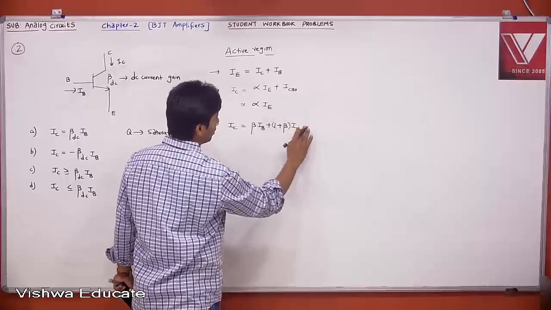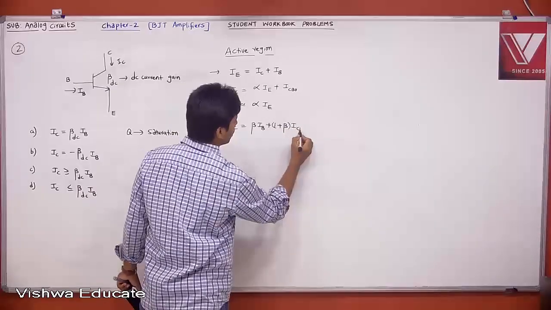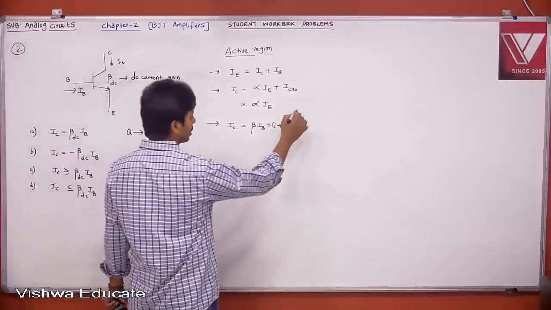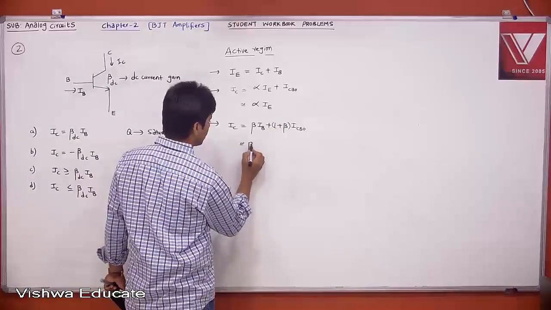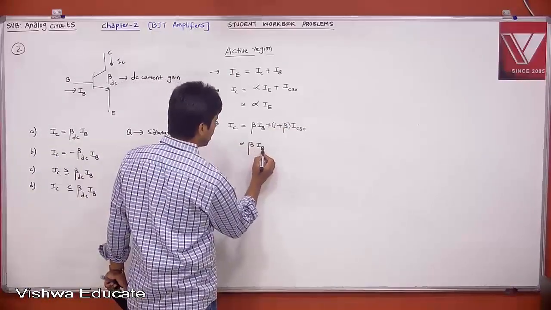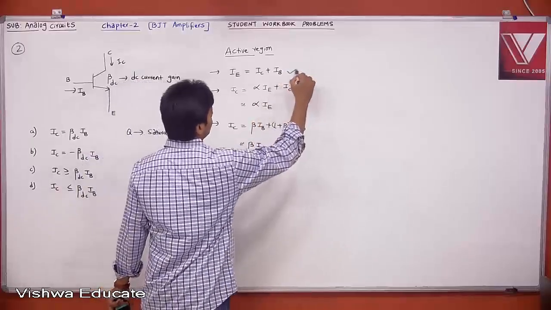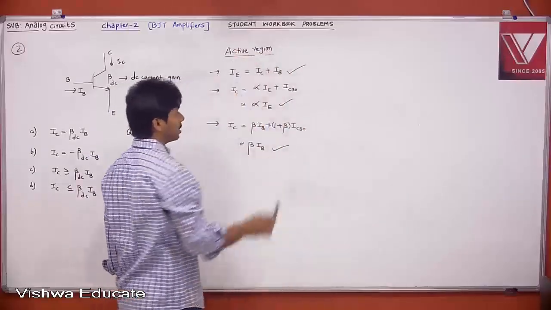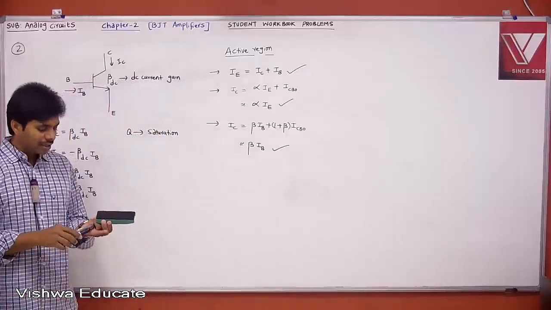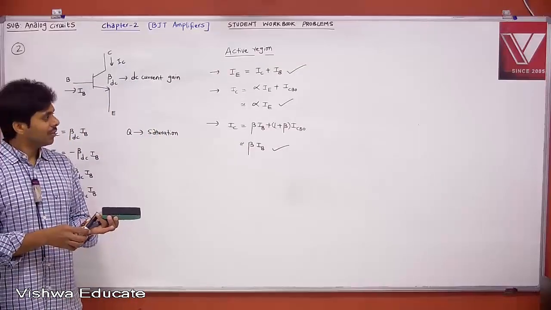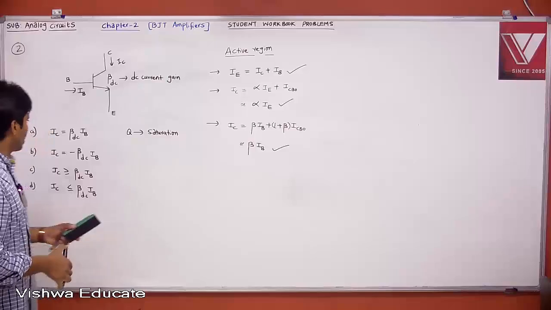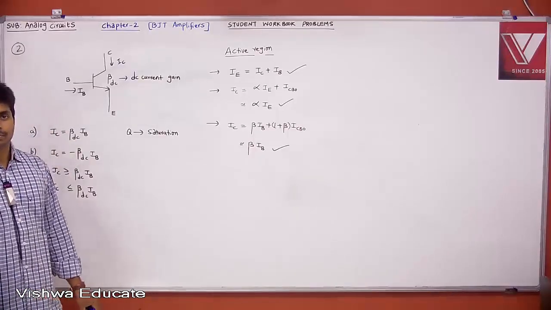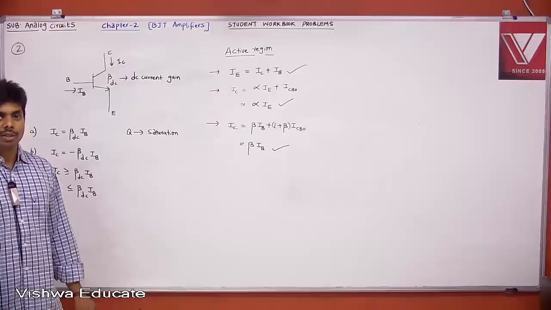This is what we derived, or ICBO. Do not have any confusion. Therefore, if I neglect the reverse saturation current, this will be approximately equal to beta into IB. Remember, this is true only when the transistor is in active region. Therefore, if the transistor is in active region, then IC is always equal to beta into IB.